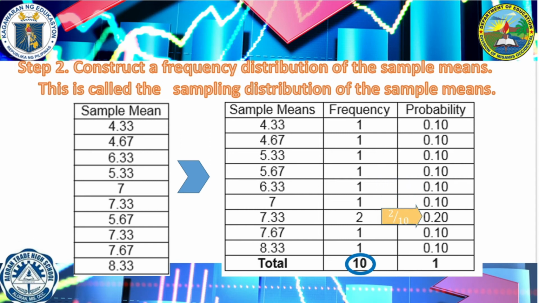Now, notice here that our frequency is 2. We divide it by 10, so our probability is 0.20. Then followed by 1 divided by 10, and the last one divided by 10. Now, if we get the sum of all the probabilities, the answer is 1. How do we know that our solution is correct? That is, if the sum of all the probabilities in here is equal to 1. The total probability is always equal to 1. We have to take note of that.